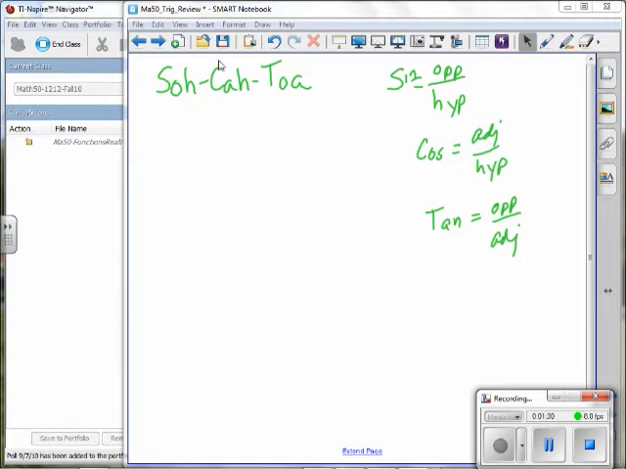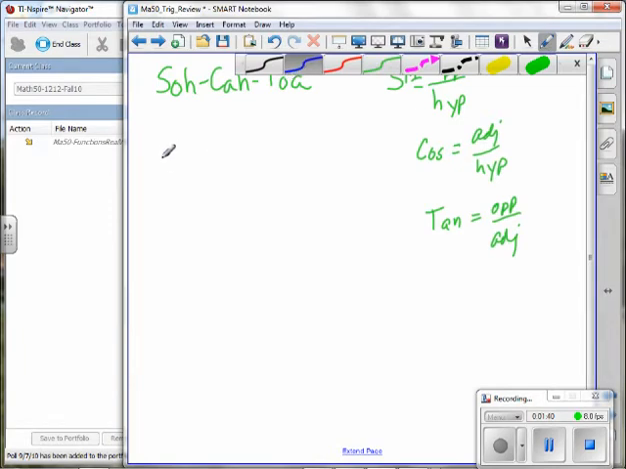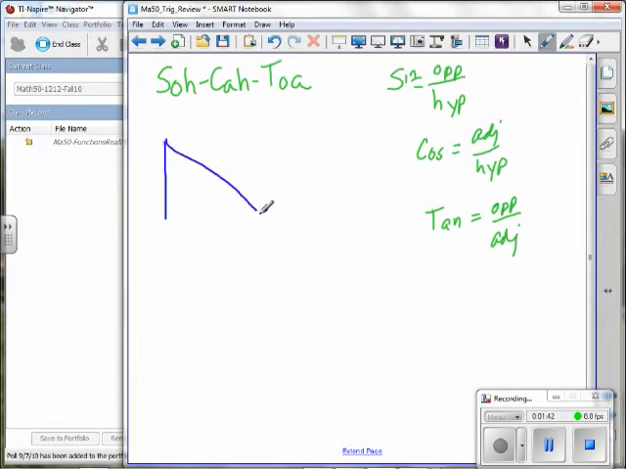Well, we have to begin with a very basic drawing. Basic drawing is a triangle, right? And what kind of a triangle? A right triangle. Okay, so there's our right triangle.